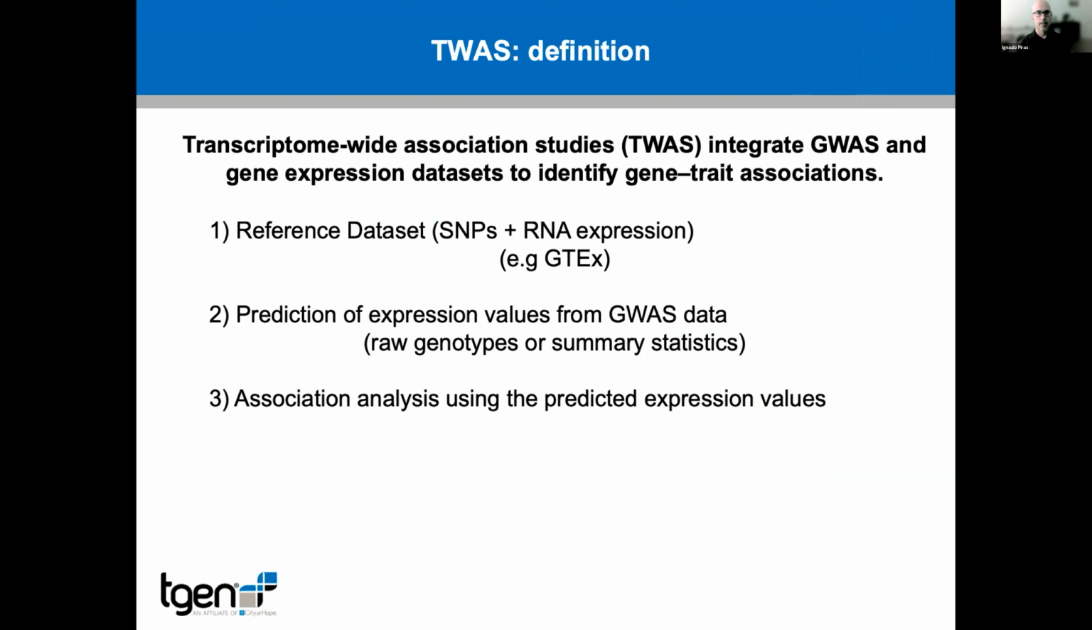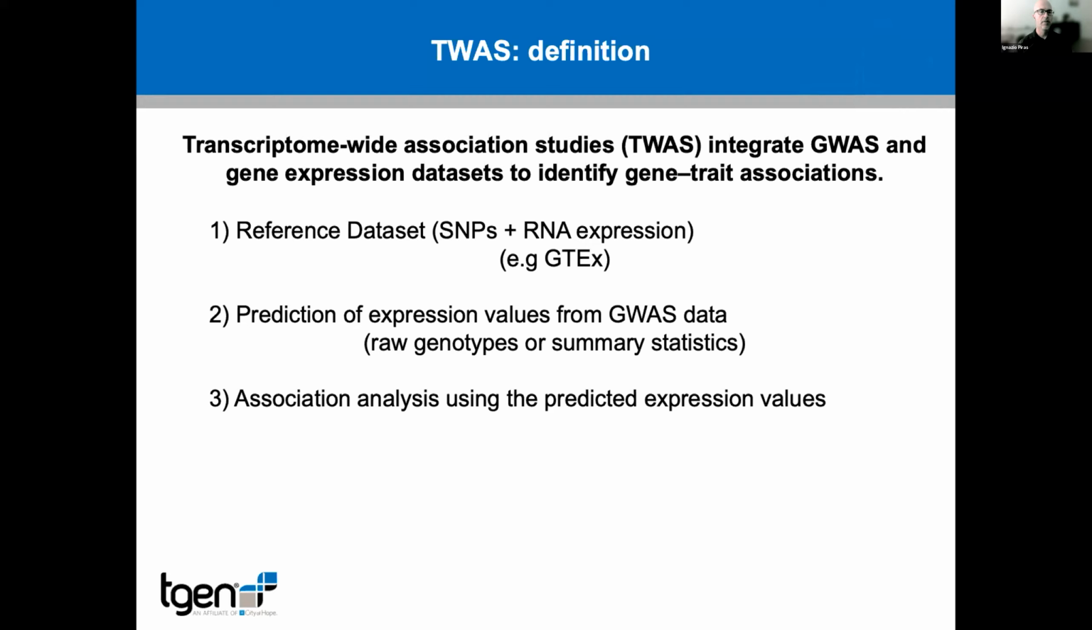So let's talk about TWAS. Transcriptome-Wide Association Studies integrate GWAS and gene expression data sets to identify gene-trait associations. One thing to highlight is that we don't need to collect new data. We basically use only the GWAS data. We can use the summary statistics, or we can also use the raw data.